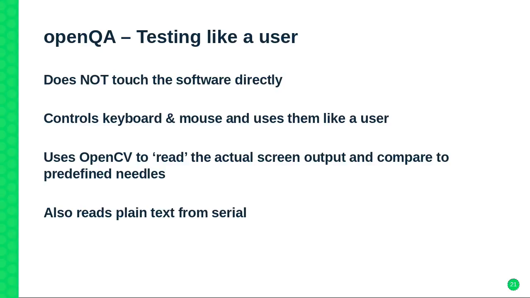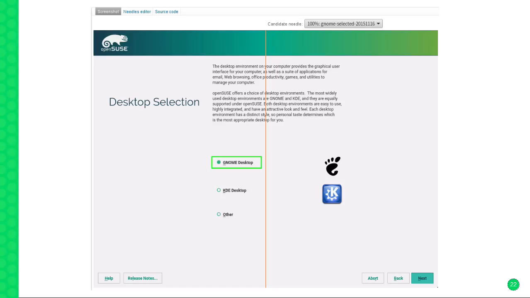And we use, for the graphical side of things, openCV to actually have screen output compared to predefined needles, which is our term for reference screenshots, where we've taken a screenshot of what we're expecting. We've actually declared the areas of interest that we're working on, and that's what we're comparing against. But if we're not doing the graphical stuff, obviously, plain text from serial, command line stuff is great. It's way easier to write those tests. But it's not that hard to do the graphical stuff either.